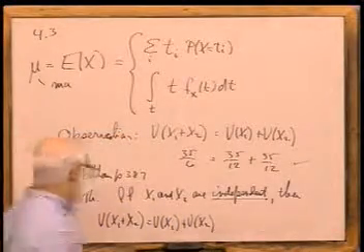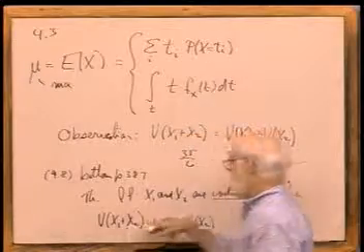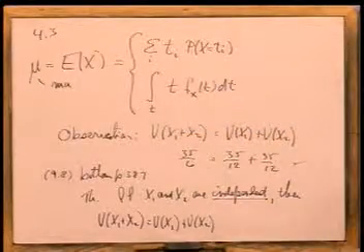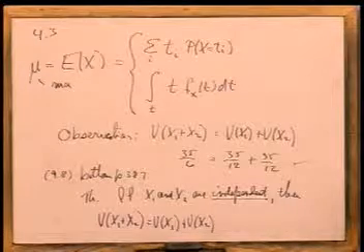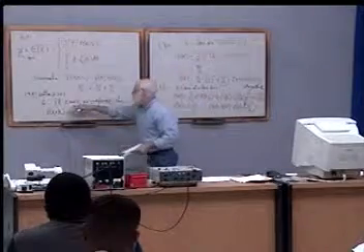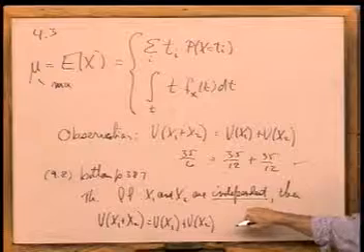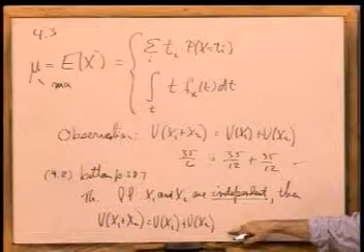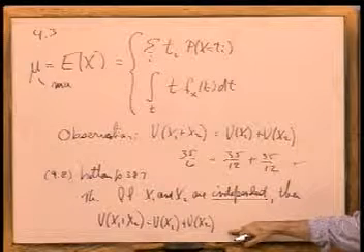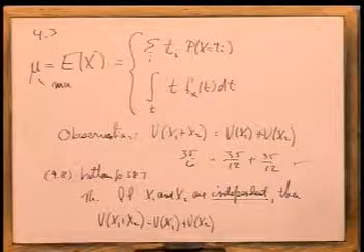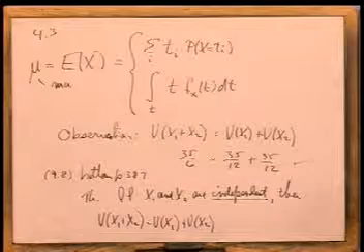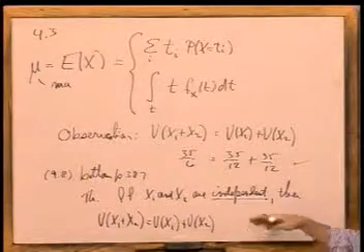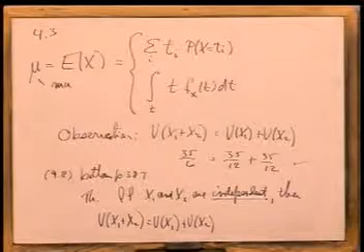Now, one observation is we don't need only two variables, of course. It works for a sum of variables. It doesn't matter how many of them there are. The variance of a sum is the sum of the variances if the random variables involved are independent. If they are not independent, then this may not be true. It might be, but it might not be. In other words, for this to be true, independence is sufficient, but it's not necessary.